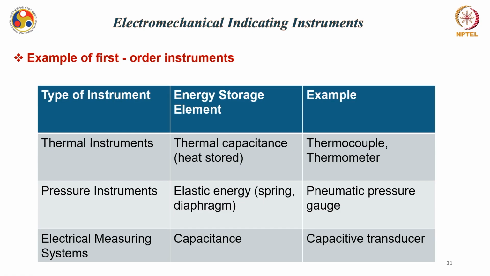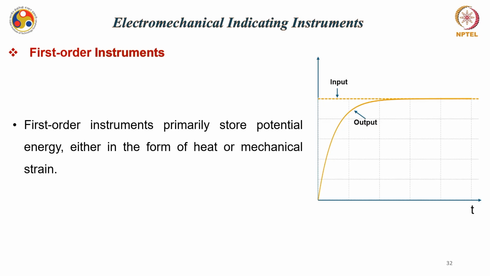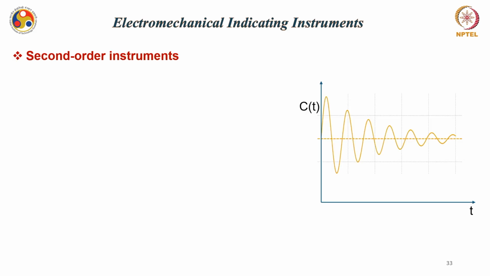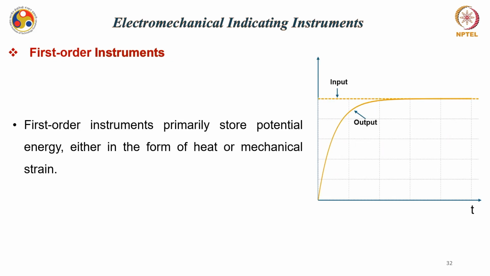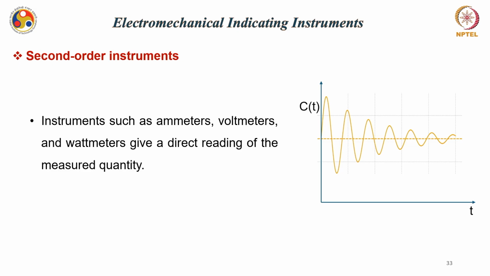There are many examples of first order instruments, like pressure instruments, and electrical measuring systems which have one energy storage like a capacitor, or thermal instruments where thermal capacitance is the energy storage element. The first order instrument primarily stores potential energy. If it is a mechanical tool, it will store it in the form of mechanical strain, or if it is a thermal instrument, it will store it in the form of heat.